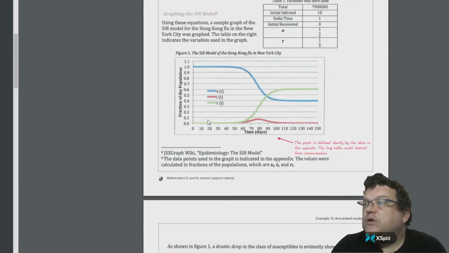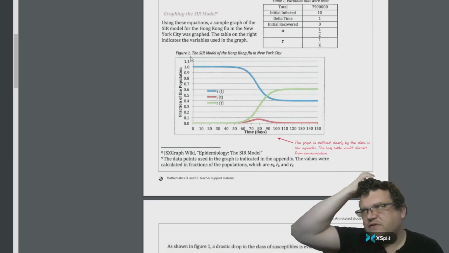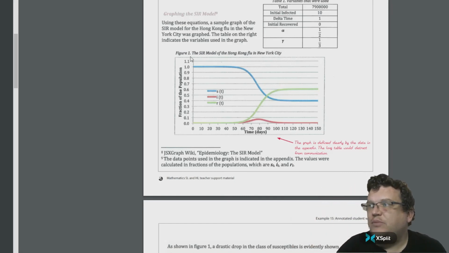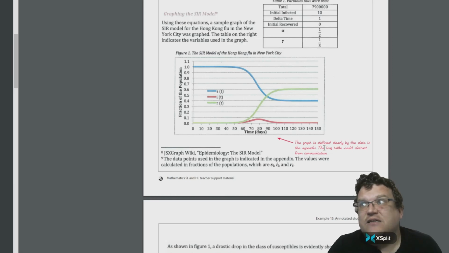Lovely graph here. We've got some color coding again. Axes are labeled. It's got a title consistent with their referencing style, and the markers labeled here. You can see the graph is defined clearly by the data in the appendix. A long table here would detract from communication. So obviously, really clear comment there. A massive 2-page data table is not really adding, particularly given the graph. So mention that the data is in the appendix, just show the graph. Good plan.